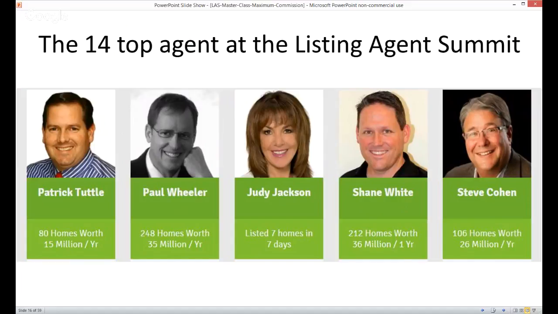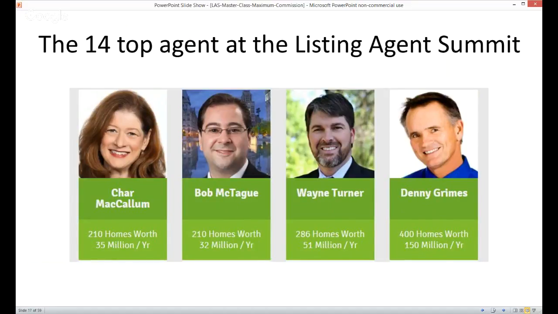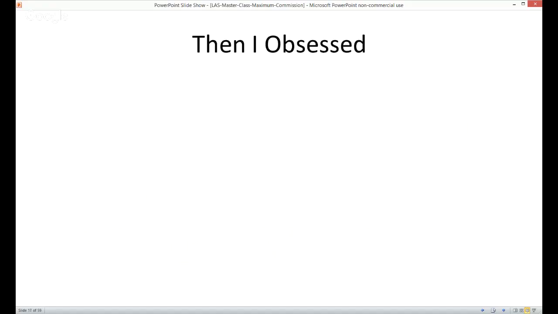And then Shane White, 212 homes worth $36 million in 1 year. Steve Cohen, 106 homes worth $26 million in 1 year. We also had Shar McCollum with 210 homes worth $35 million. Bob McTagg, 210 homes worth $32 million. Wayne Turner was there with 286 homes worth $51 million. And Denny Grimes, 400 homes, $150 million in his best year. I mean, just some impressive people with some impressive numbers.